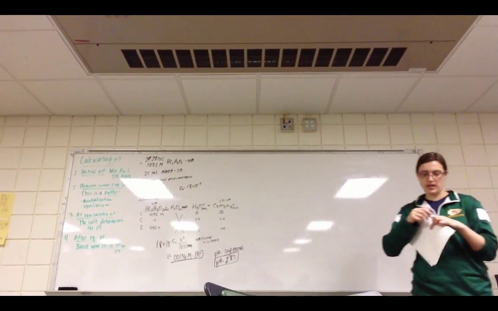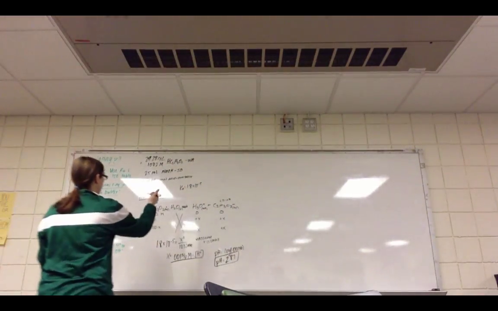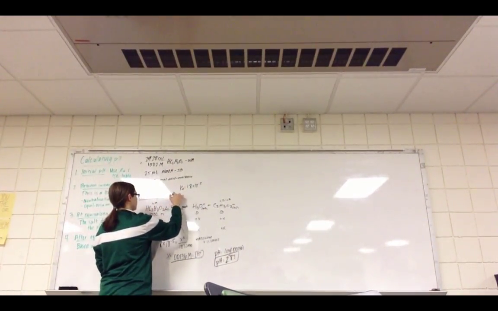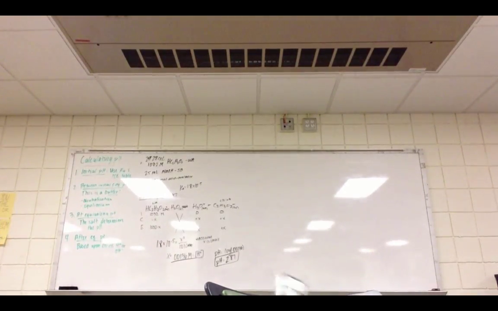So our initial pH of our acid is 2.87. I'm going to write it up here just so when we draw the titration curve, it's easy for us to look back. Okay, questions on this first part?